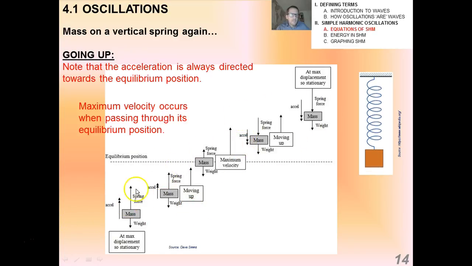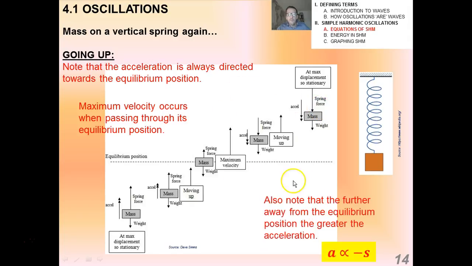Acceleration is always shown as a double-headed vector. The maximum velocity occurs when passing through its equilibrium position. So this is a spring, a mass that's going from down up through its equilibrium position. Also note that the further away from equilibrium position, the greater the acceleration. So again, a is proportional to negative s.